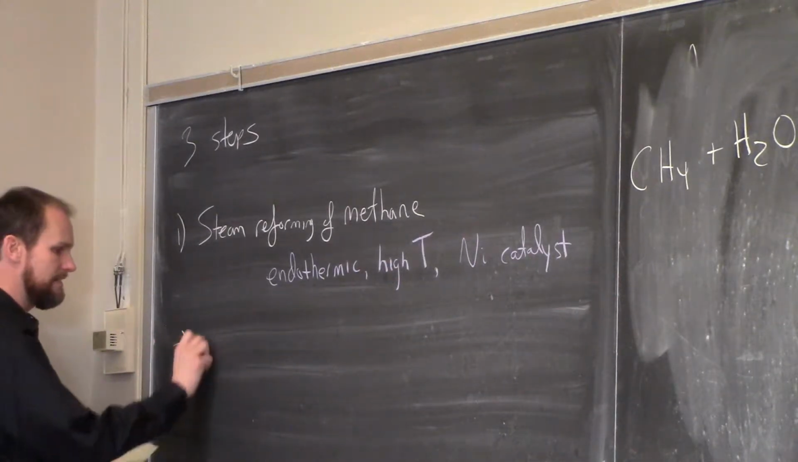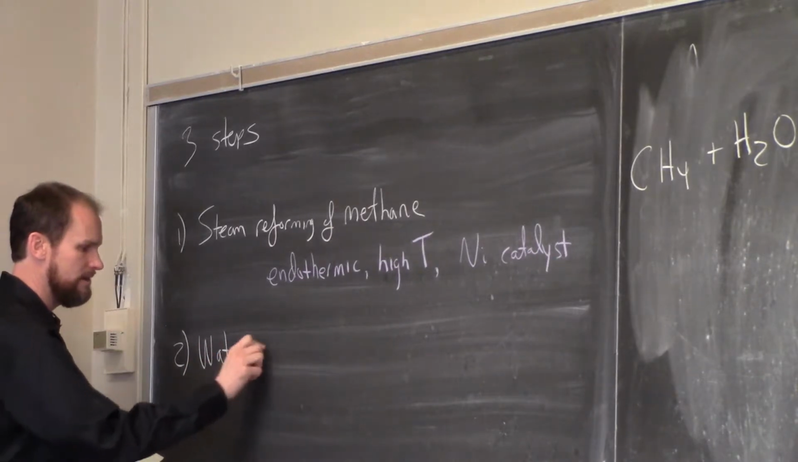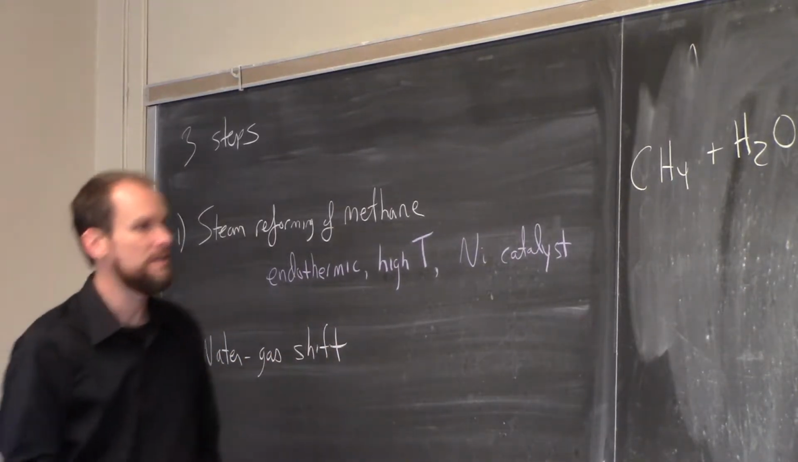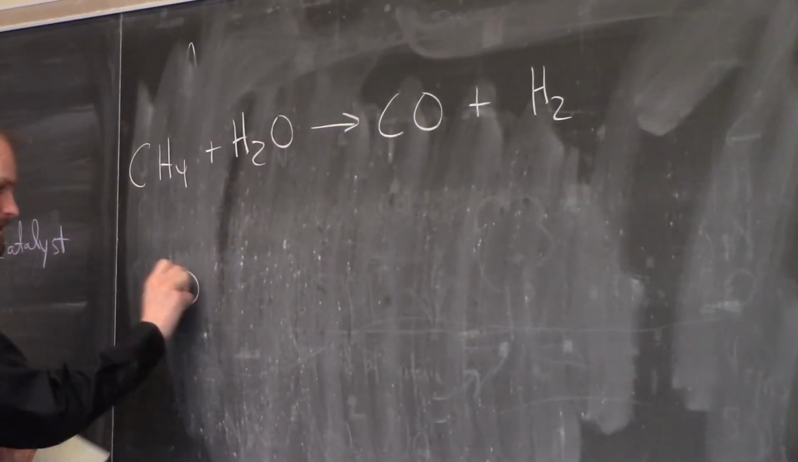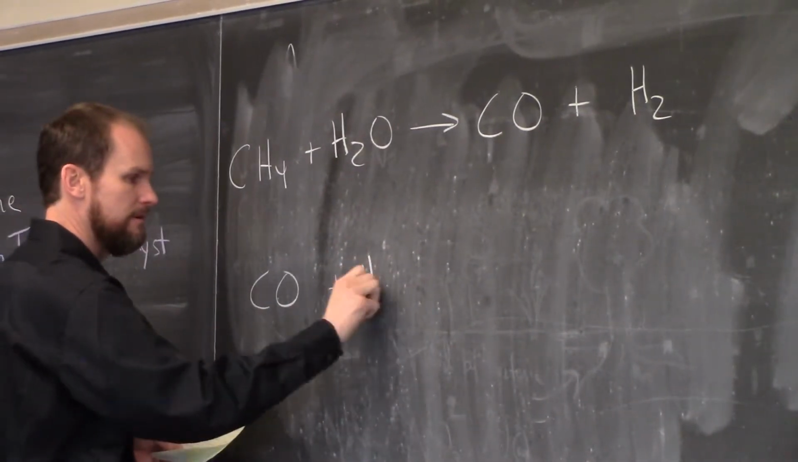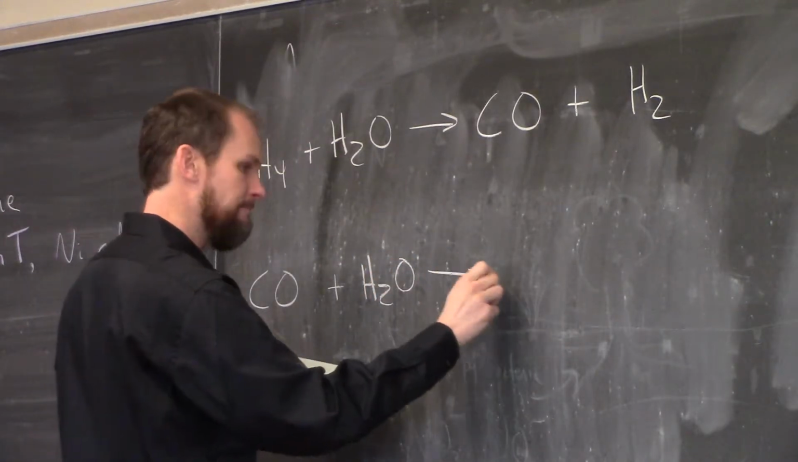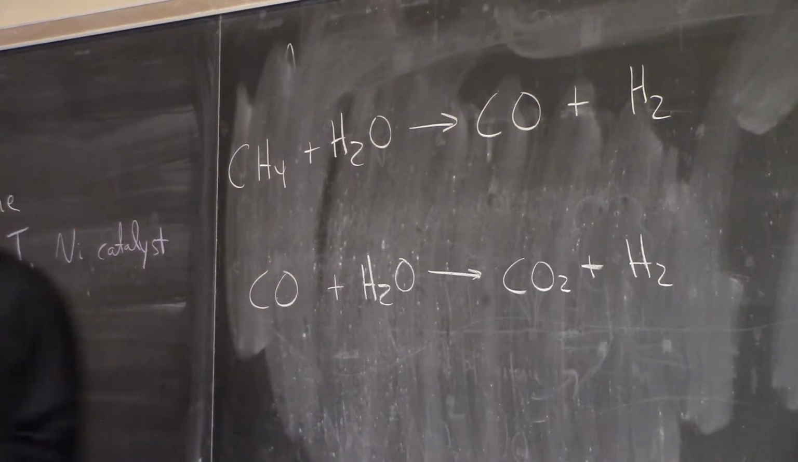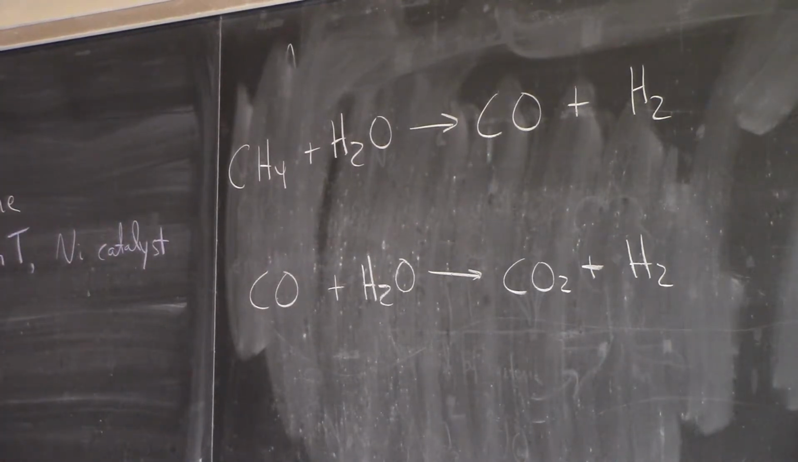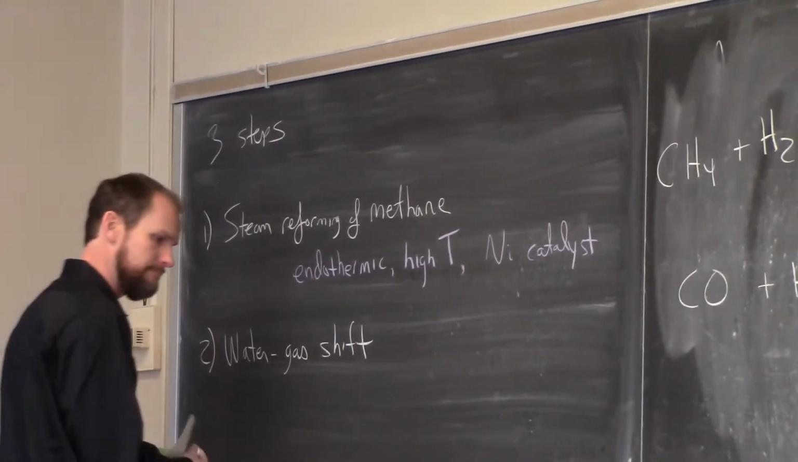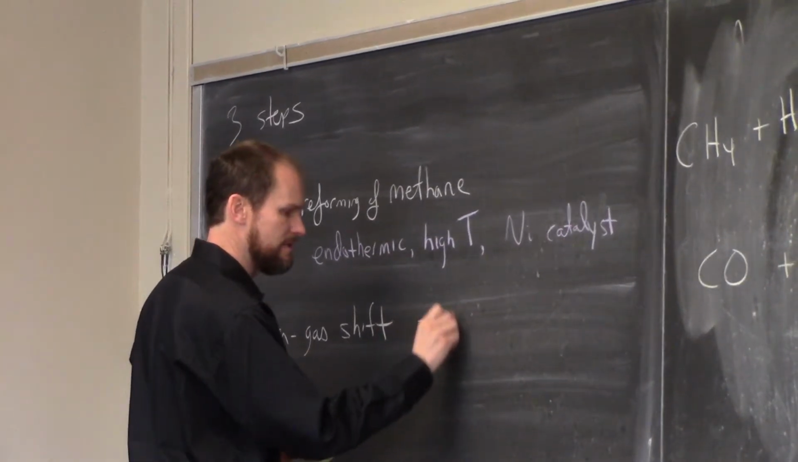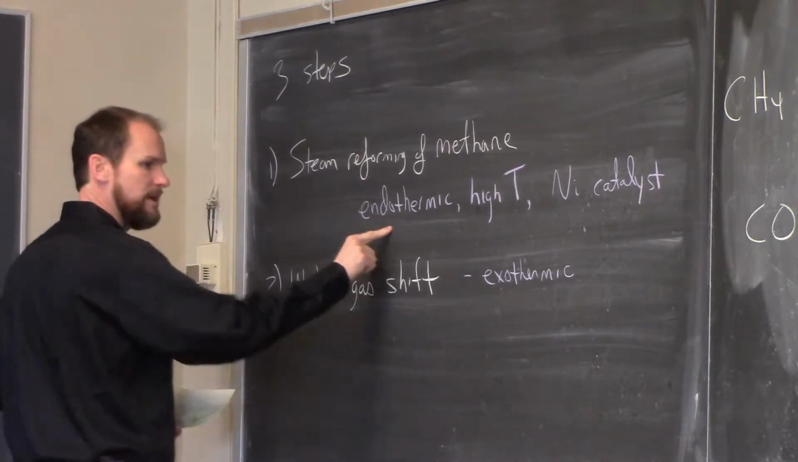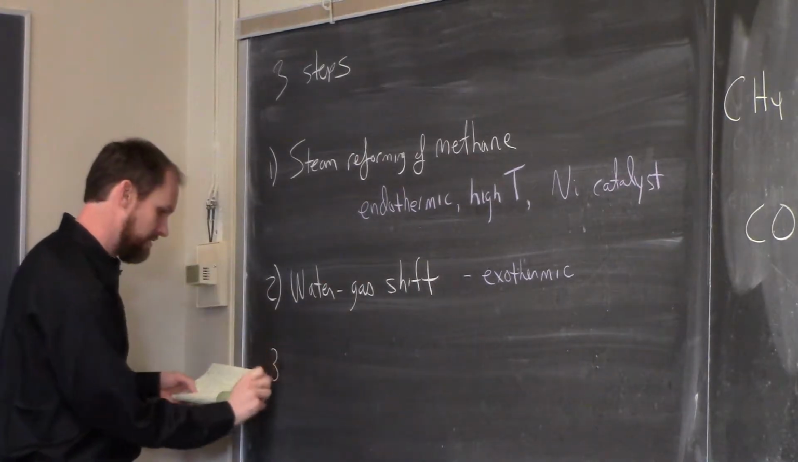So the second step is called the water gas shift reaction. Here we're going to take carbon monoxide that we got from the first step. We're going to add more water. We're going to get CO2 and more hydrogen. The whole idea here is we're making the hydrogen to get that hydrogen atom for the ammonia. So this is mostly exothermic. The first one I'm going to put energy in, the second one we're going to get energy out.